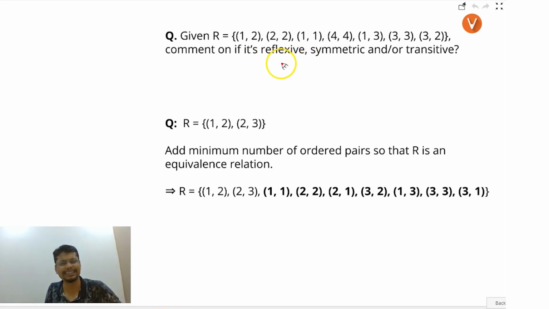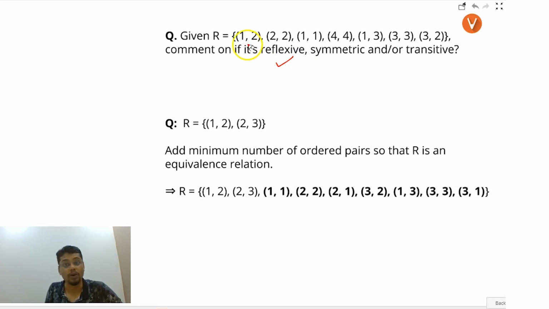First of all, is it reflexive or not? First of all, 1, 2 is coming. Hey, 1, 1 should be there. Hey, it is indeed there. 2, 2, all right. 1, 1, all right. 4, 4, all right. 1, 3 is coming. 1, 1 should be there. It is there. 3, 3 is all right. 3, 2 is there. So 3, 3 should be there for this relation to be reflexive. So it is indeed there. So that means this relation is reflexive.